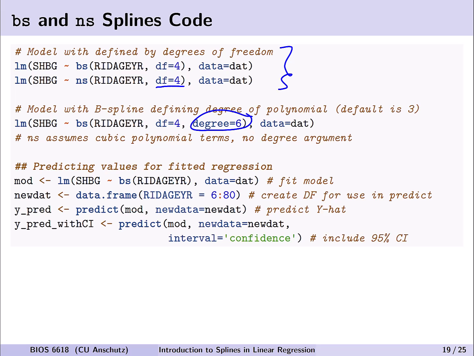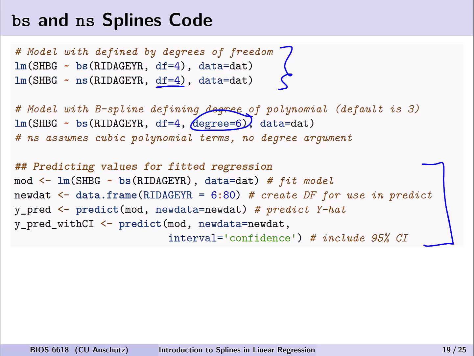It's worth noting that the ns assumes cubic polynomial terms with no degree argument because of that cubic spline intention. Now, once we fit these models, we can do very similar things that we've done with many of our other regression models. So we see down here in our bottom code chunk that we can, for example, fit our linear regression model with a spline.